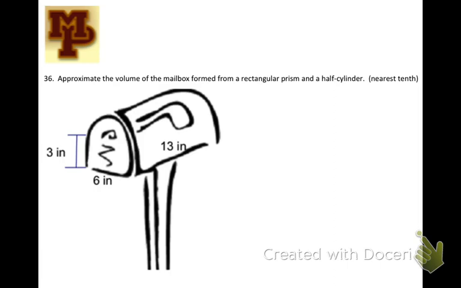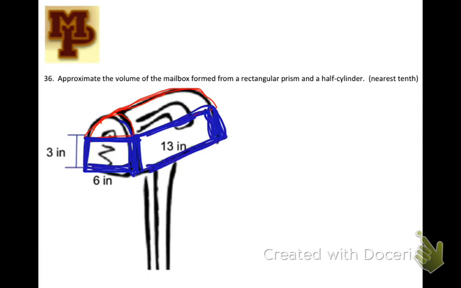All right, mailbox, kind of a combination like we did in class here. It's a combination of a prism, the bottom part, and then we've got the cylinder. I'll put the cylinder in red. It's half a cylinder actually. And then the prism is blue. Okay, so let's do the prism. All right, prism formula.